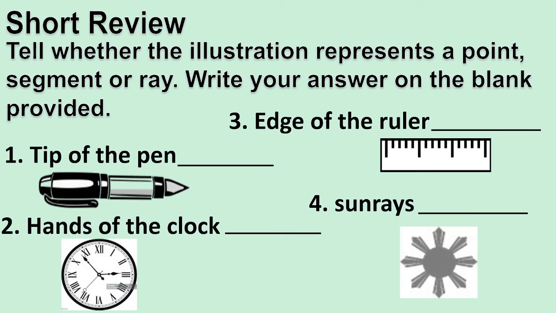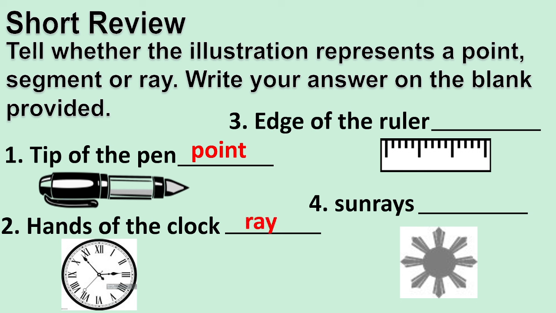Day 1. Short review. Tell whether the illustration represents a point, segment, or ray. Write your answer on the blank provided. Number 1. Tip of the pen. So the answer is point. Number 2. Hands of the clock. So the answer is ray.